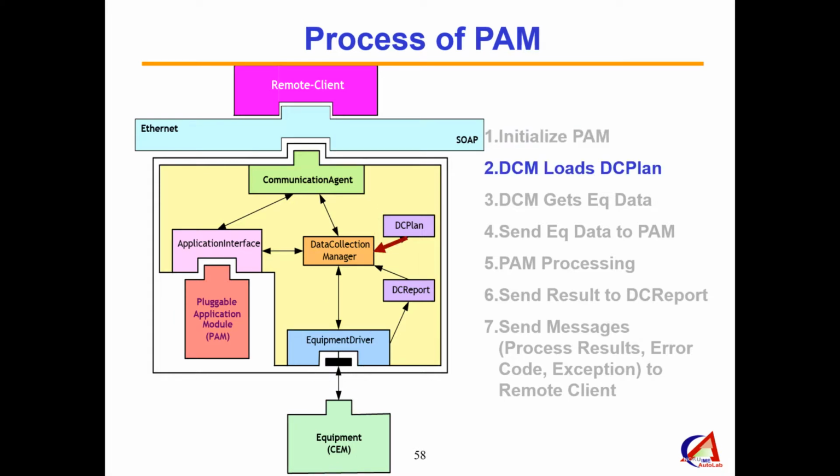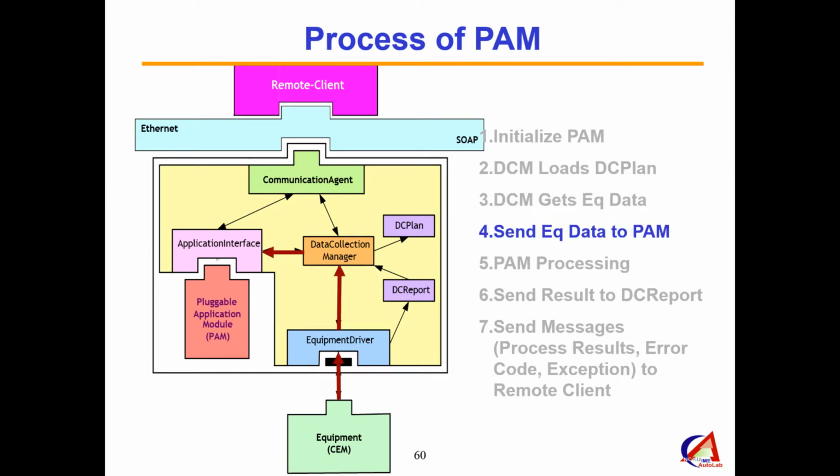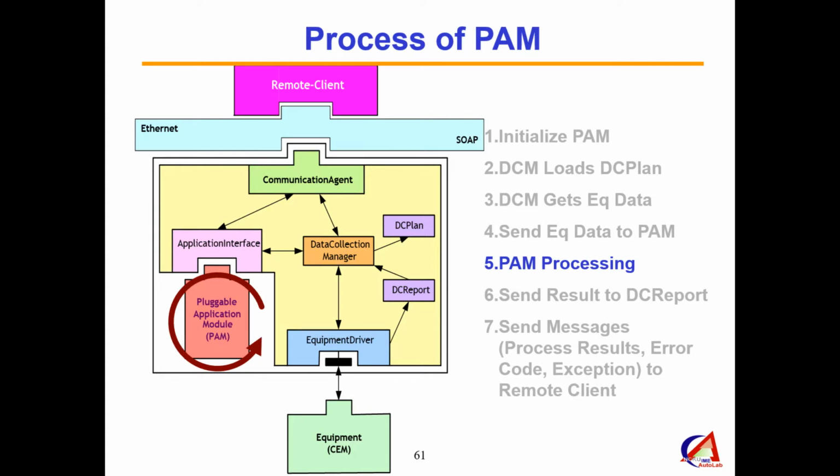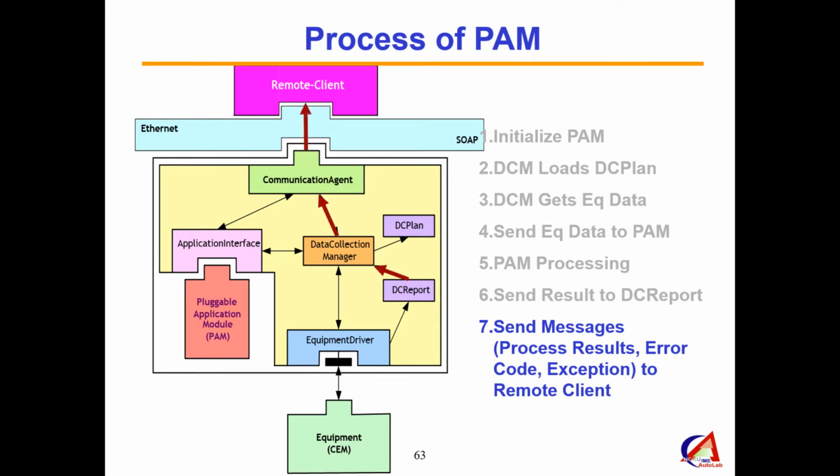So the second one, DCM loads the DC plan, then DCM gets equipment data, then sends equipment data to PAM, then PAM processing, then sends result to DC report, then sends message to the remote client.